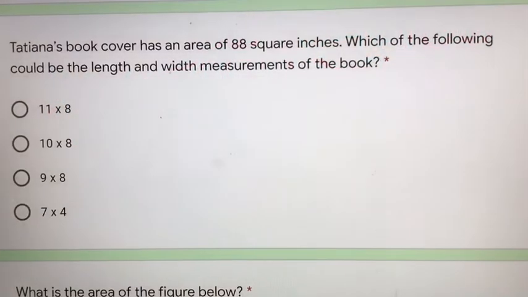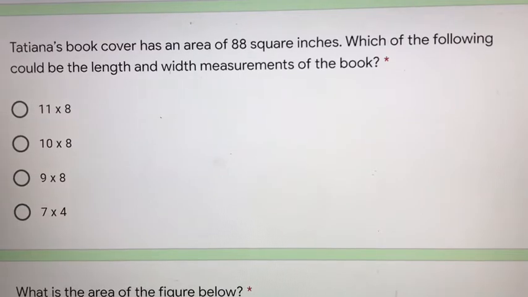The third problem says Tatiana's book cover has an area of 88 square inches. Which of the following could be the length and width measurements of the book? All right, so I go back and look. I've read the problem and I see one number, 88. So I'm going to use 88 somehow. And then I see the keyword area. So area equals 88. They want to know the length and the width.